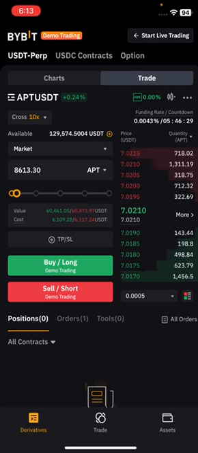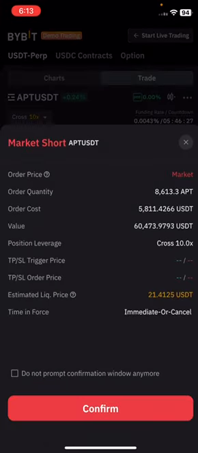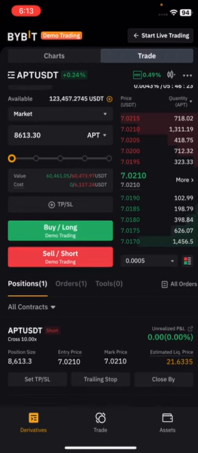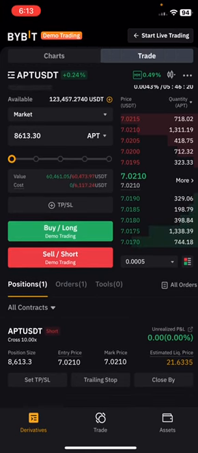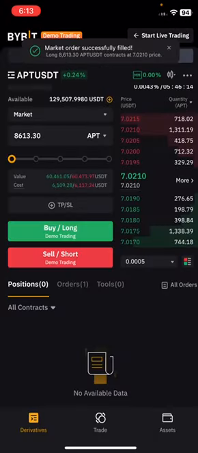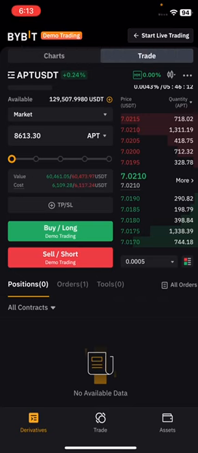So like short position. You can see that all the orders that you open, they are all here. You can see them here. So intention close it. So that's how you use the limit orders.